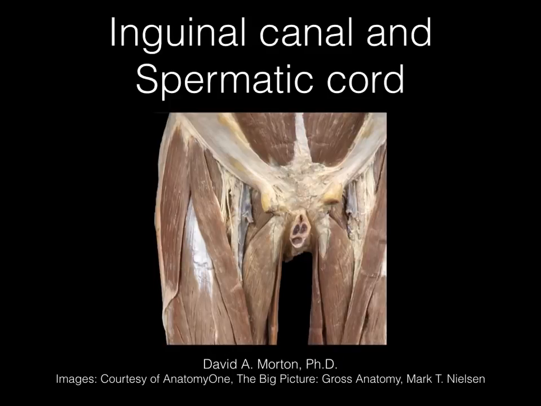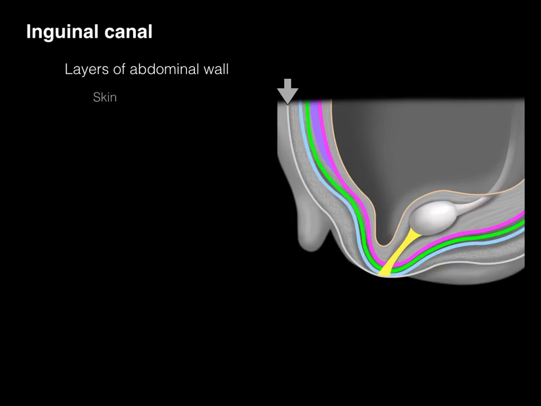Inguinal canal and spermatic cord. So to understand really the inguinal canal, we need to review layers of the abdominal wall. So this is showing a sagittal section of the abdominal wall, pelvis, and perineum of a developing male. It's in a schematic where it's a sagittal section. We're looking at a medial view.